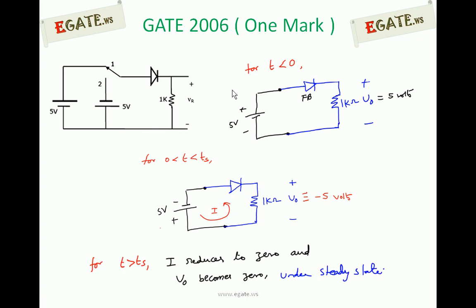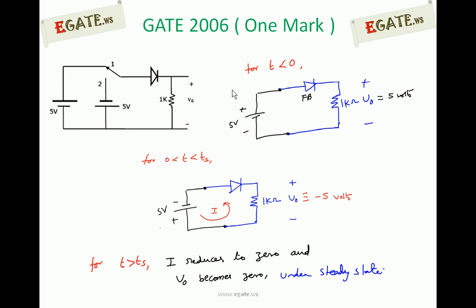And for t greater than Ts, I gradually reduces to 0 and V0 becomes 0 because the diode comes into open circuit. By that time no current flows, which means no voltage drop across that resistor. Under steady state, for t greater than Ts, the current will be 0 and the voltage drop across the resistor is 0.